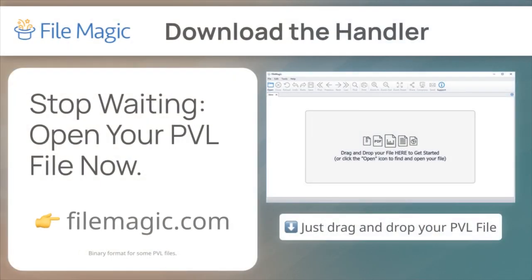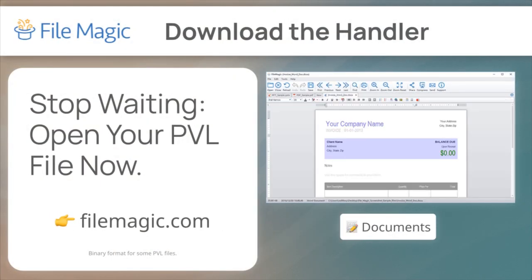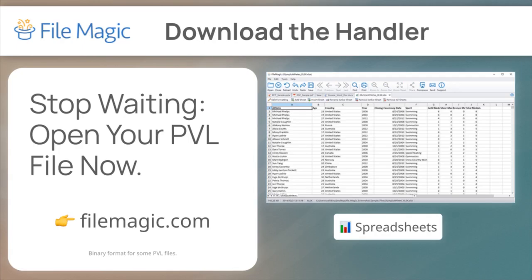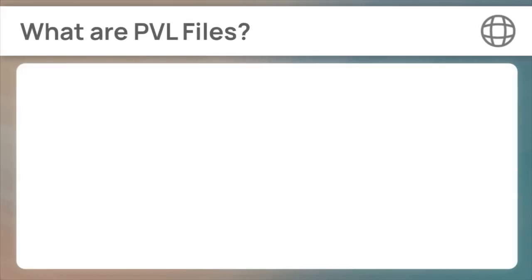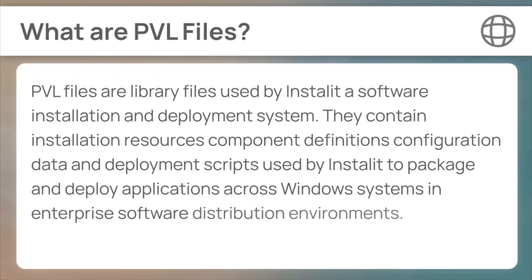The fastest way to confirm a file's state is with a dedicated file reader. It's better at handling PVL files with integrity issues than most dedicated programs. PVL files are library files used by Instalit, a software installation and deployment system.